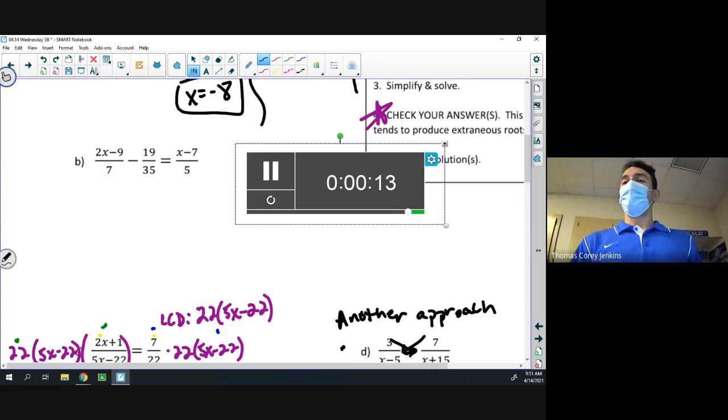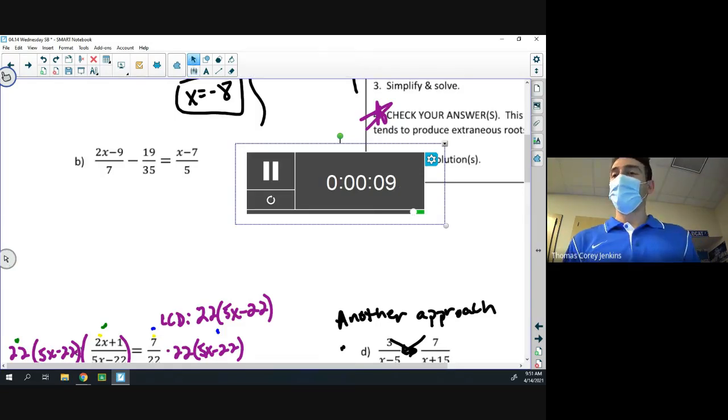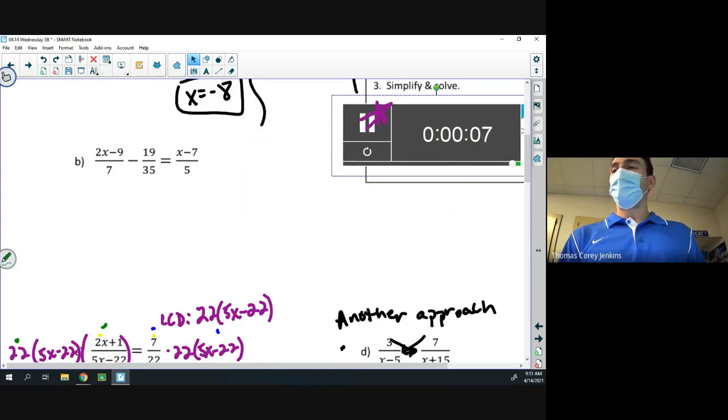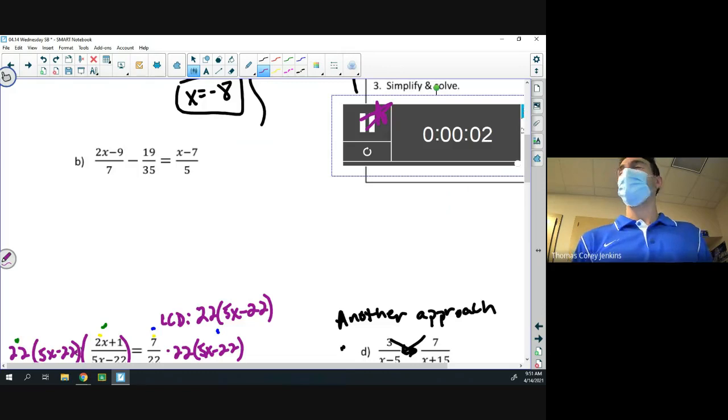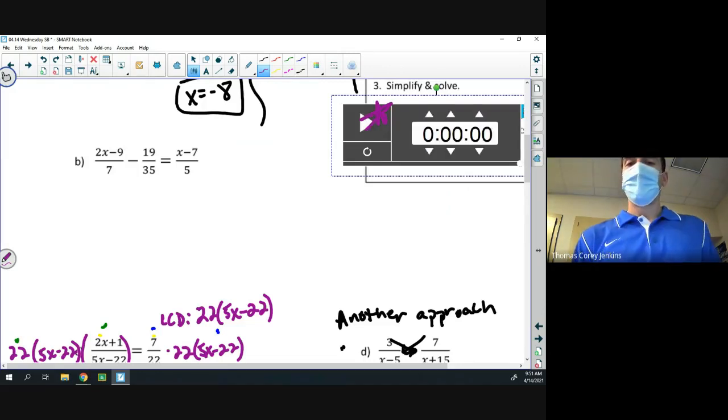All right, so kind of walking around, it looks like the general population is having a little bit of trouble. Here's what I'm seeing. People are okay with coming up with the LCD and then multiplying both sides by the LCD. So people are understanding that we need to multiply both sides by 35, but then they're getting stuck after that.